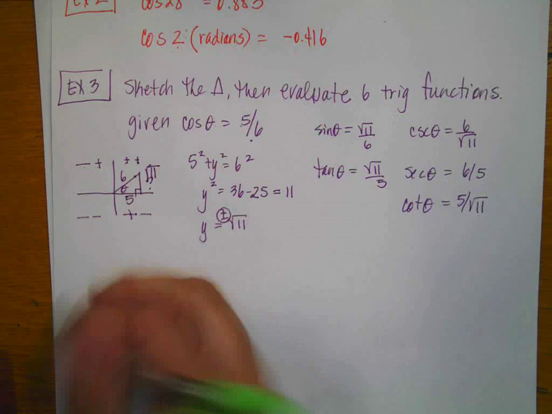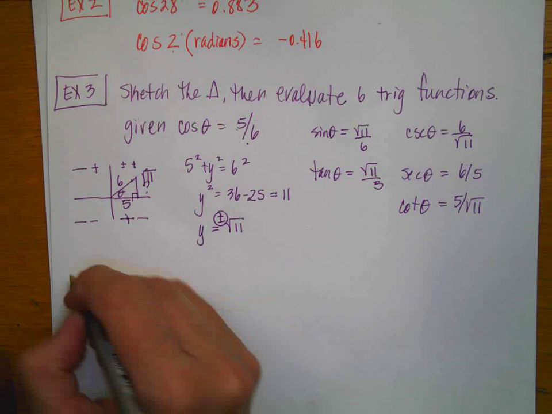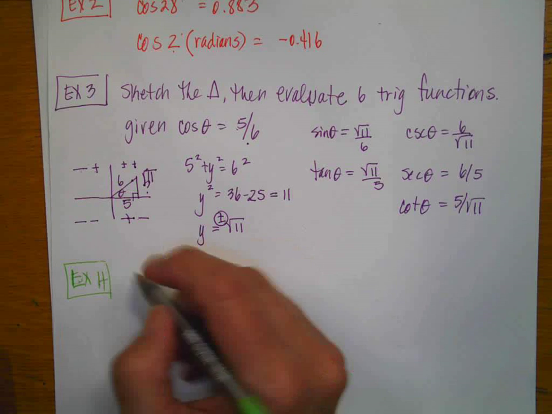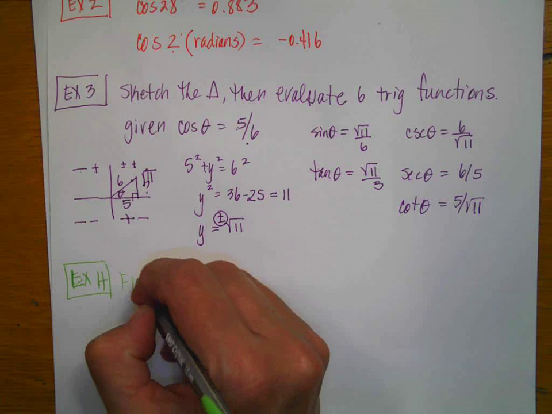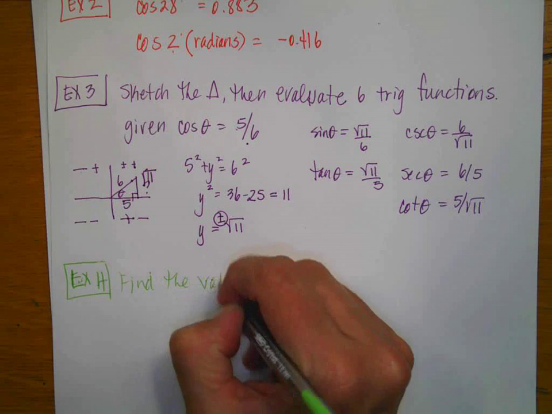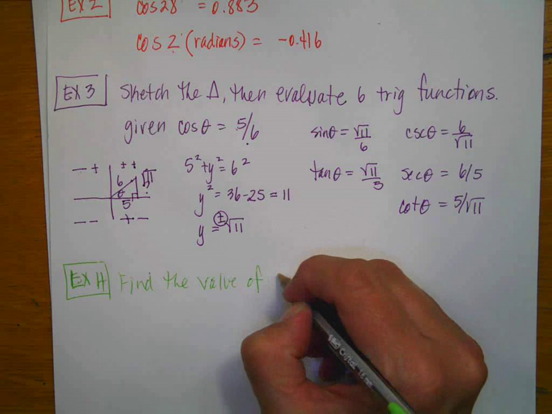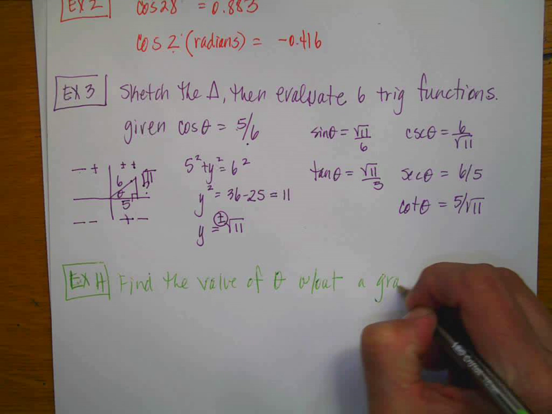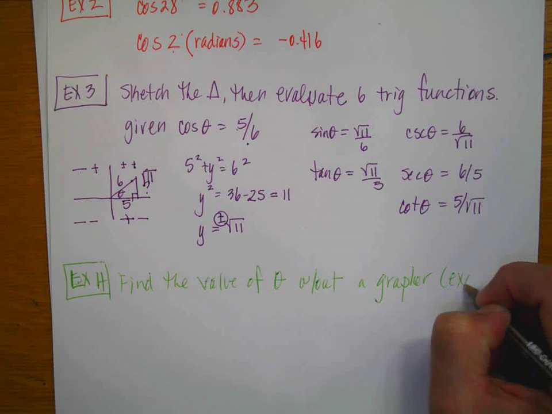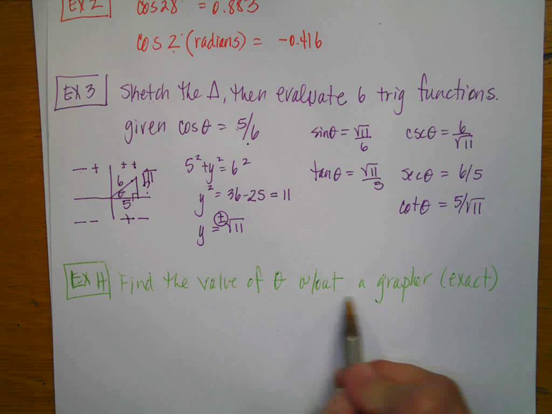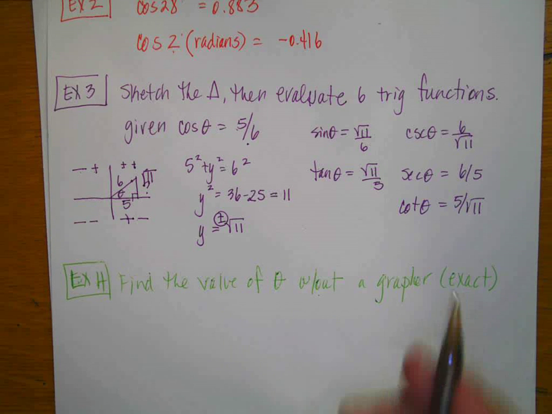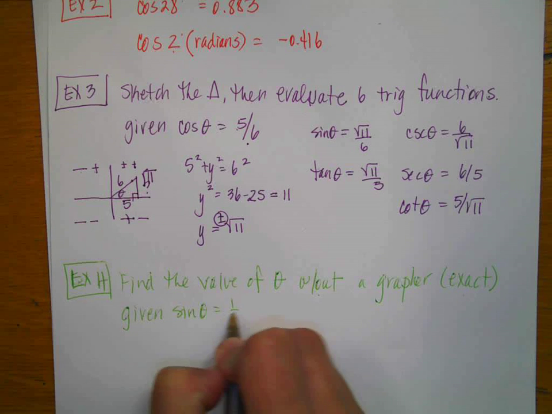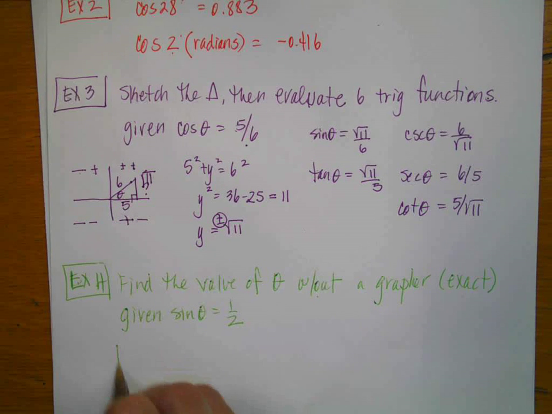All right, let's do example number 4. For example 4, I want to find the value of theta without a grapher. And that's going to mean you're going to start seeing the word exact. If we're not allowed to use our calculator, that means that we're going to look for exact, and we're going to be given that the sine of theta is 1 over 2.